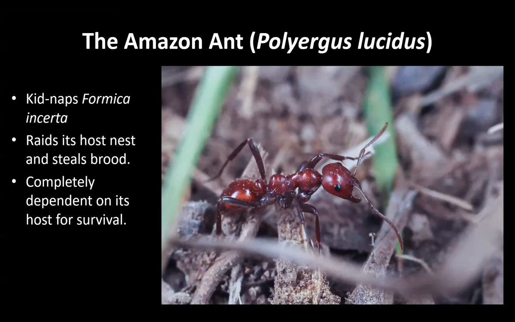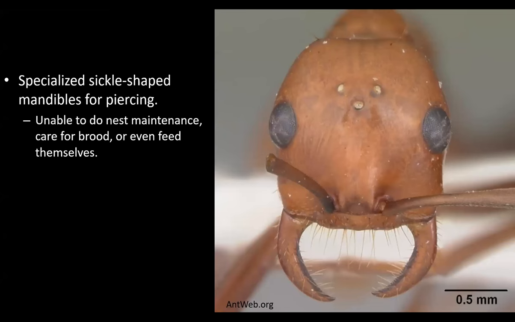So the Amazon ant kidnaps that uncertain ant, raids its host, steals its brood. And this one is completely dependent on the host. If it doesn't have the host, it will die. It has these really specialized sickle-shaped mandibles. They have these serrated knife edges on the inside.